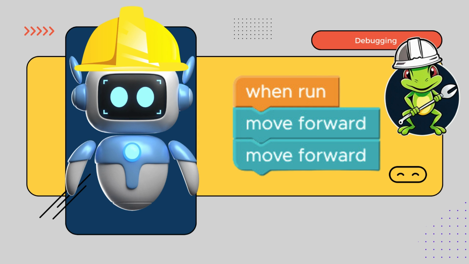Let's start by thinking about problem-solving in our daily lives. How do you tackle issues when things aren't working as they should? Do you follow a specific set of steps or try different approaches? Just like solving everyday problems, debugging is all about identifying what's going wrong and figuring out how to fix it.